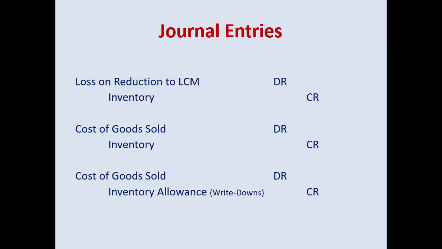Some companies, instead of reducing inventory, they want to track things a little more. They have another account set up called an inventory allowance. And that is how you do the lower of cost or market.